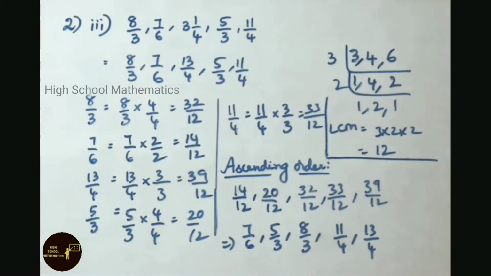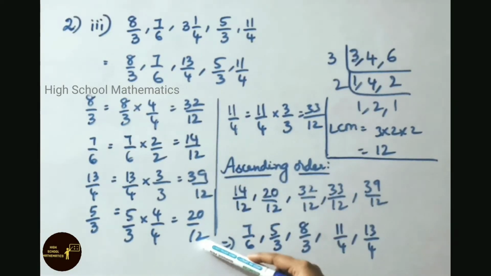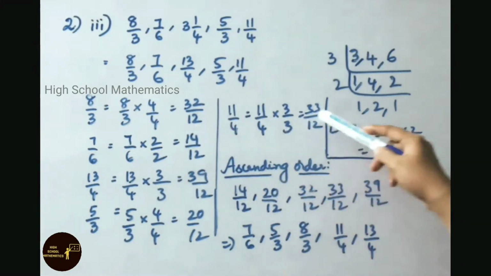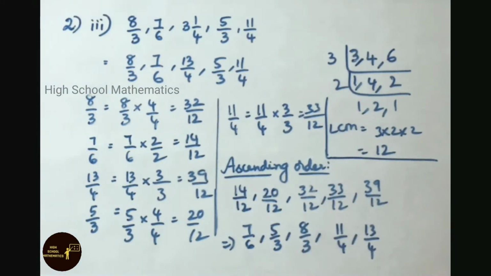Now we have converted all the given fractions to like fractions having the same denominator 12. Now let us write them in ascending order. Which is the least one here? 14 by 12. Next one, 20 by 12. Then next 32 by 12. Next 33 by 12. Then after that 39 by 12. We have written in ascending order, lowest to highest.